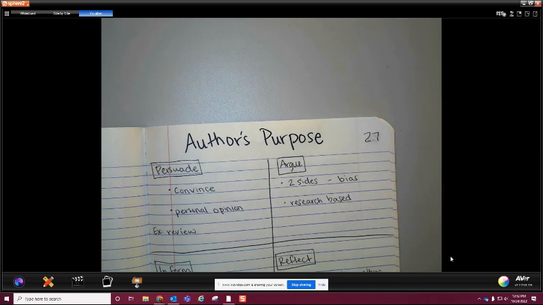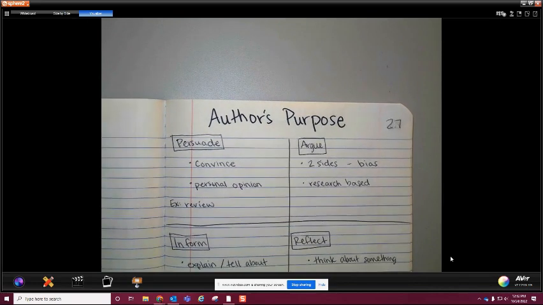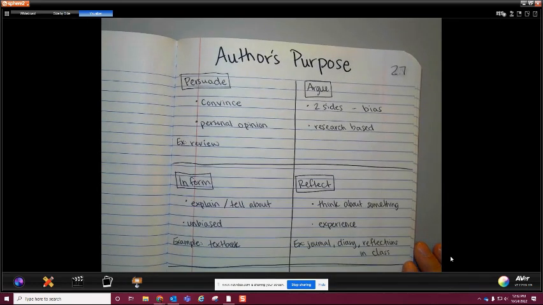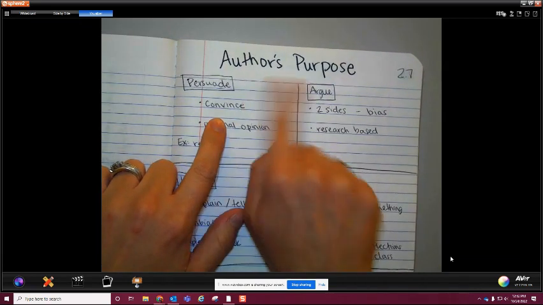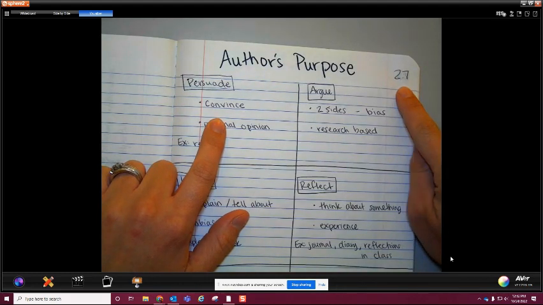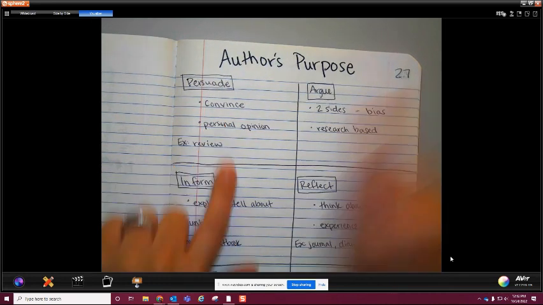This should be review. What you're going to do is get a sheet of paper and make it look like mine. I know you don't have your notebook, and that's fine. But make sure to get a sheet of paper, and at the very top, write author's purpose on it. You can put page 27 on it as well, so you know that's the page number it needs to be taped to when you get here.